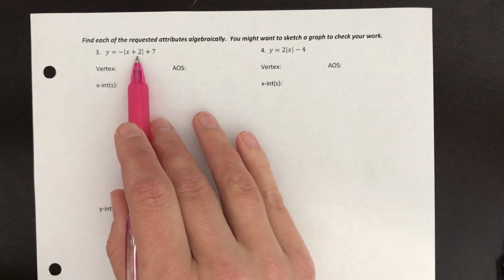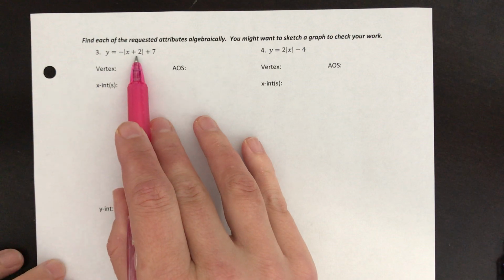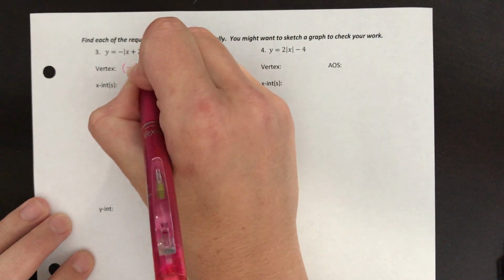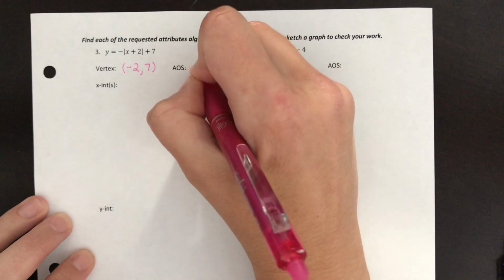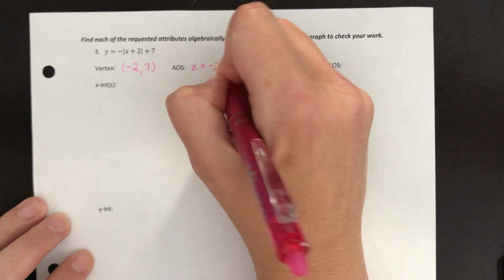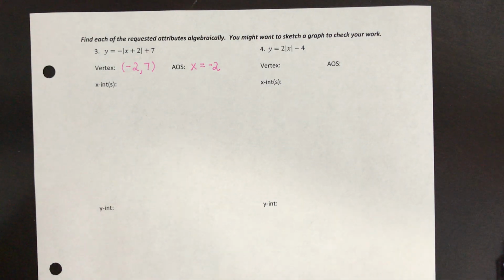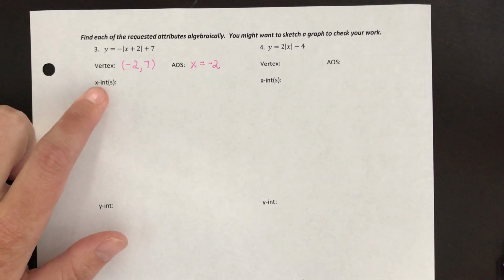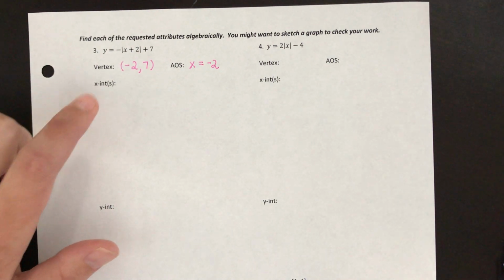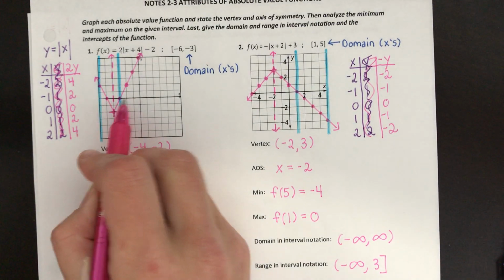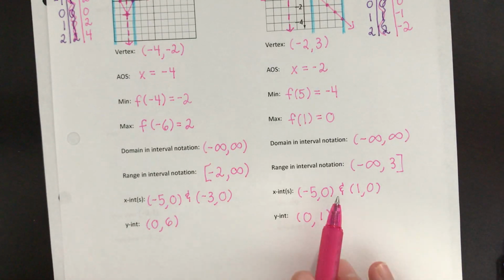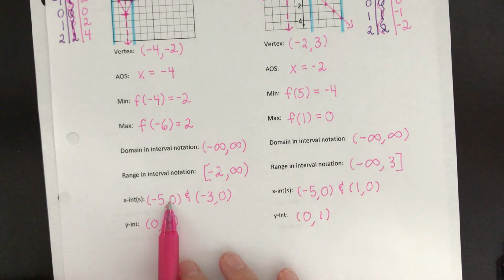So for the vertex, just look at how the origin shifted. So left 2, up 7. Our axis of symmetry is going to be x equals negative 2, right? All right, so now let's talk x-intercept. So I'll refresh your memory like the linear notes that we did, that your x-intercepts are where y is 0. So of course, your y values are all 0 on your x-intercepts.